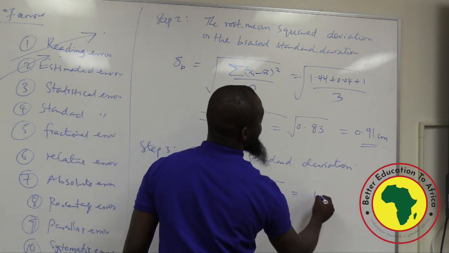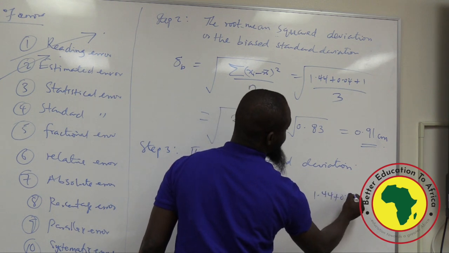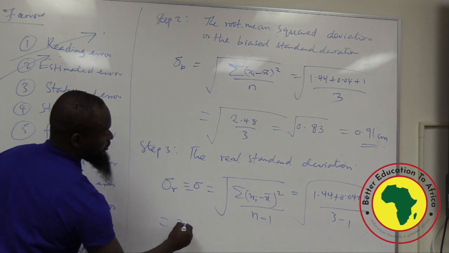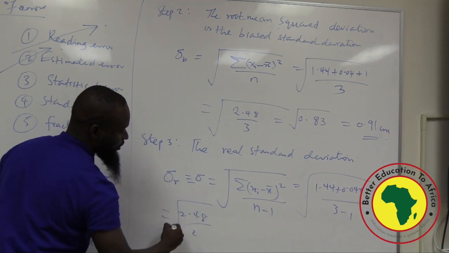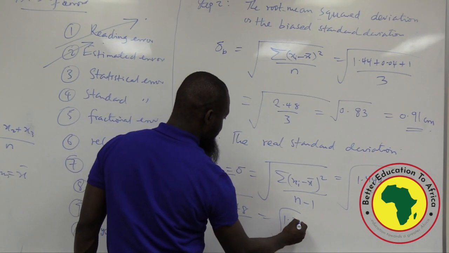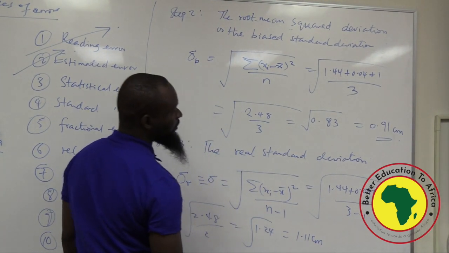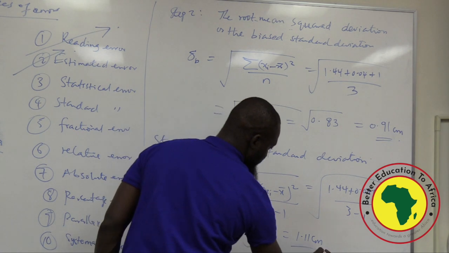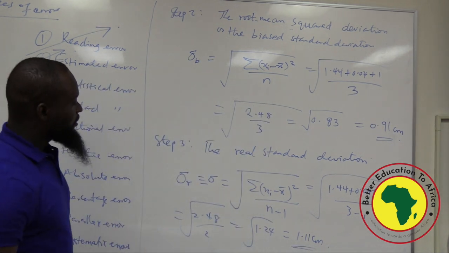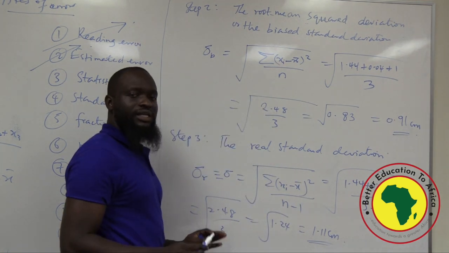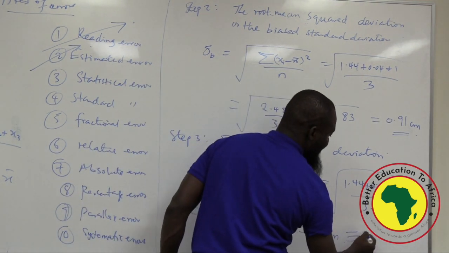So it becomes 1.44 plus 0.04 plus 1, divided by 3 minus 1, square root. That gives us 2.48 divided by 2, square root. That gives us the square root of 1.24, which gives us 1.11 centimeters. So this is the real standard deviation. The real standard deviation is what we call the statistical error.